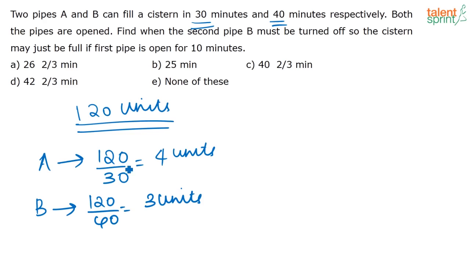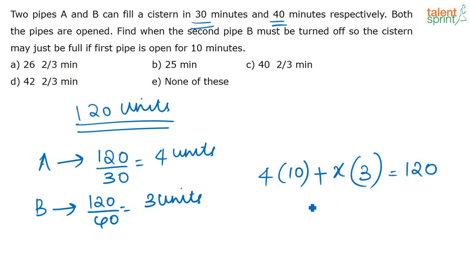Okay, now pipe A is working for 10 minutes. So 4 into 10, correct? That will be the number of units of work that pipe A is doing. Now pipe B is working for X minutes. We don't know what it is. So X into what is the work done by it in a minute? It is doing 3 units in a minute. So totally, to fill the tank completely, how much work should be done? 120. So 4 into 10 plus X into 3 should be equal to 120. If you equate it this way also, you get the same answer. X is equal to 80 by 3. So pipe B has to work for 80 by 3 minutes.